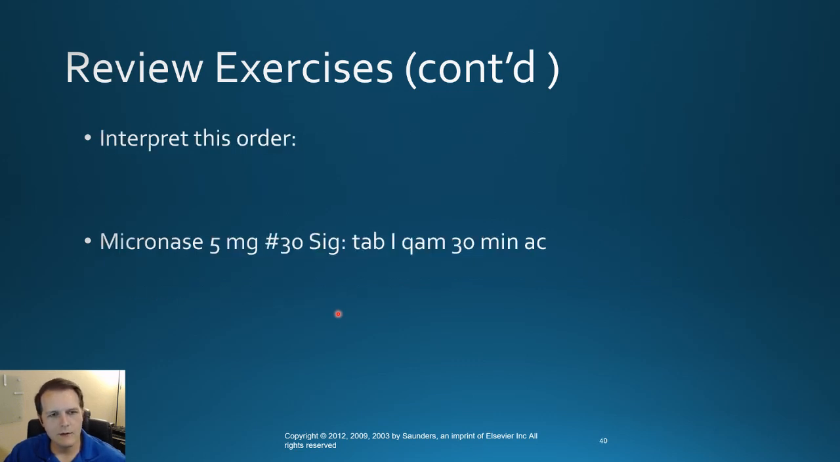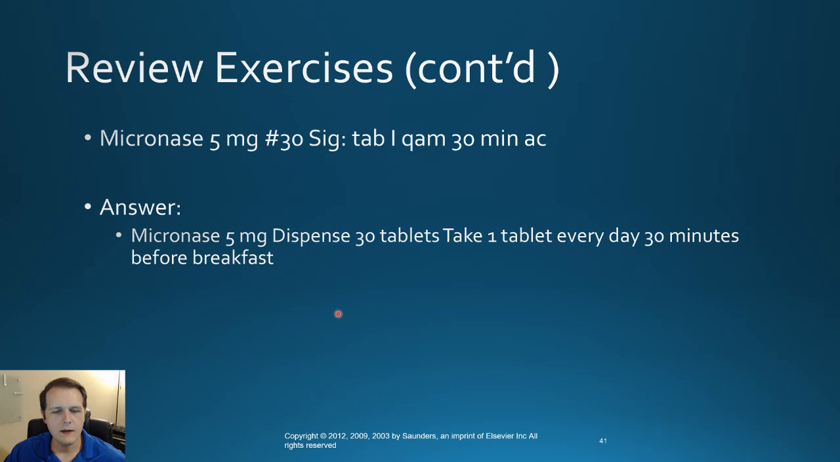We have Micronase, which is another type of diuretic, 5 milligrams, 30, SIG tab 1 QAM, 30 minutes AC. So this would mean Micronase 5 milligrams, dispense 30 tablets. Take 1 tablet every day, 30 minutes before breakfast. Okay. Now, why do you know it's before breakfast? Because AC just means before food. We know it's breakfast because it says QAM. So again, breakfast being that morning meal. So that would be a pretty reasonable interpretation.